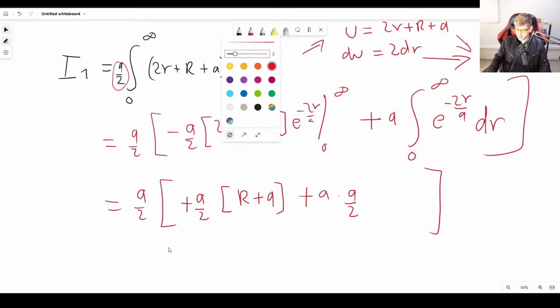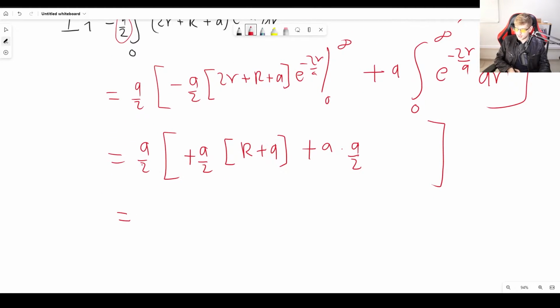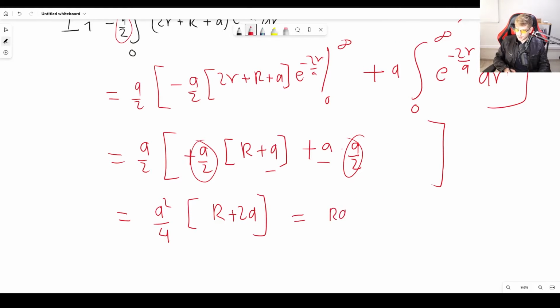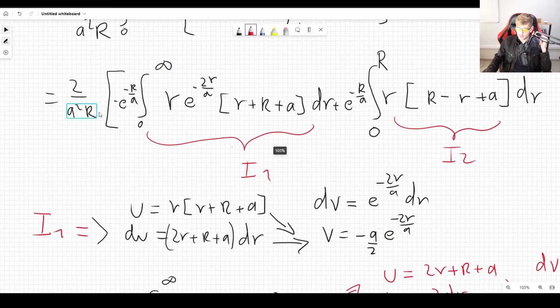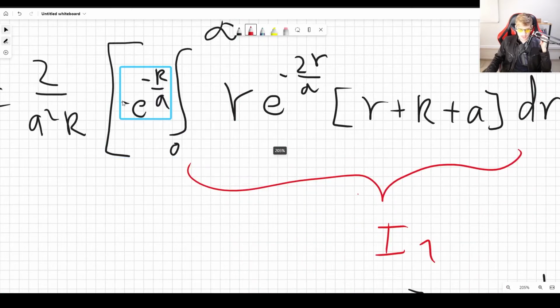So now we can simply find out the value. Let's see, just multiply everything through. We can actually factor out a over 2 to make it simpler. So we get a squared over 4 factor of r plus 2a, right? Yeah, 1a here, 1a here. So this would be r a squared over 4 plus a cubed over 2. Correct? I think so. Okay, so that is I1. So we will later plug it in here, and don't forget about that minus sign in front.